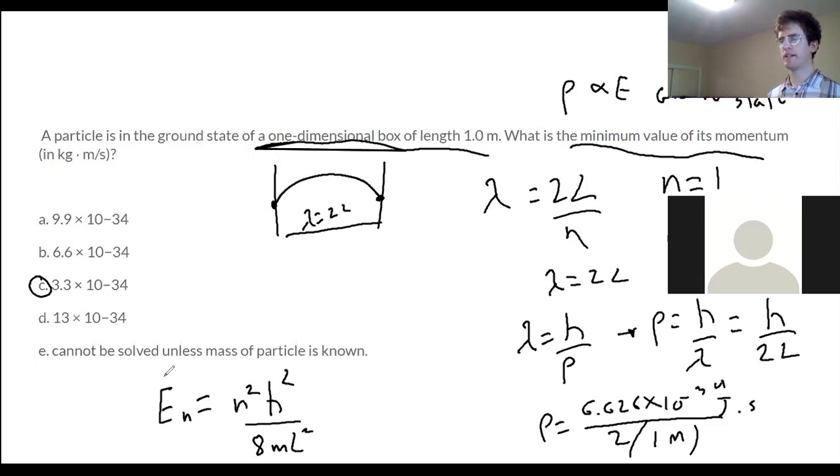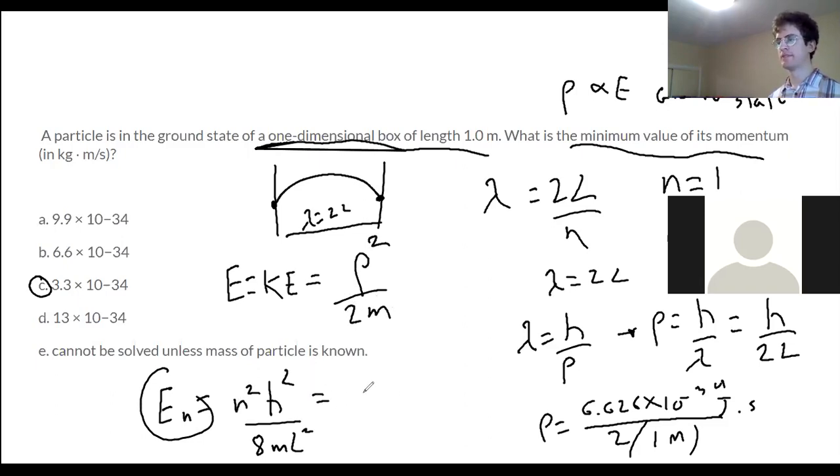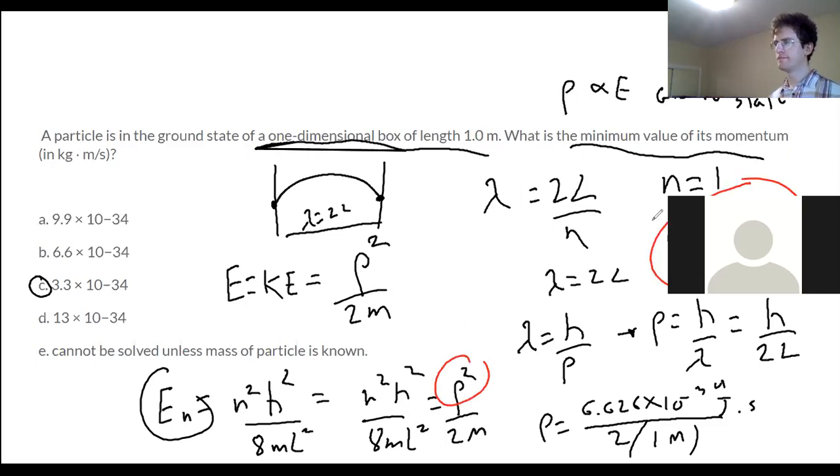It's worth pointing out that if you find the energy for a particle, you can get its momentum, because recall the relationship. For a particle in a box, we said that all the energy is kinetic energy. And one way of writing the kinetic energy formula is momentum squared divided by 2m. So if we plug that in, we get n squared h squared over 8mL squared is equal to p squared over 2m. And if you solve for momentum, you're going to end up with this formula.